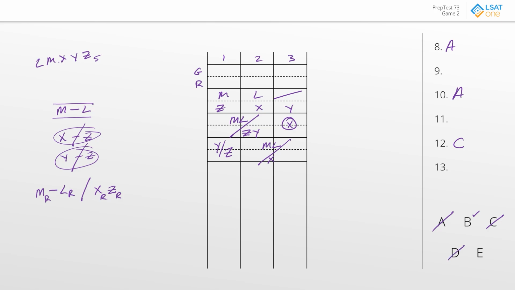Answer choice E, could you have Y and Z at the same time? And yeah, that we've seen literally right there, so that easily could have happened. So the best answer to question number 9 is B.